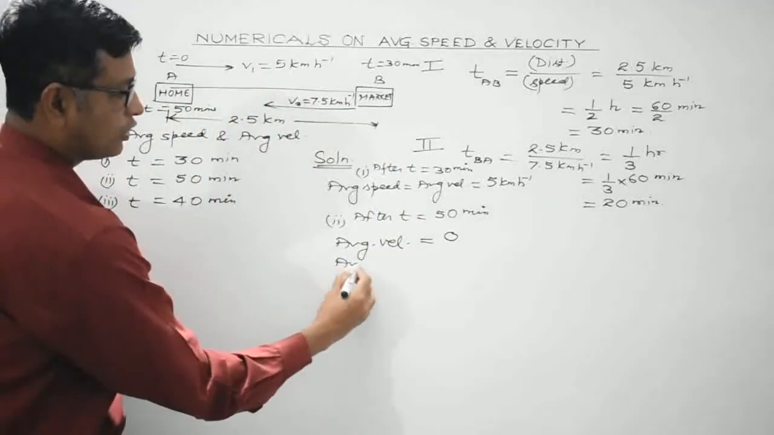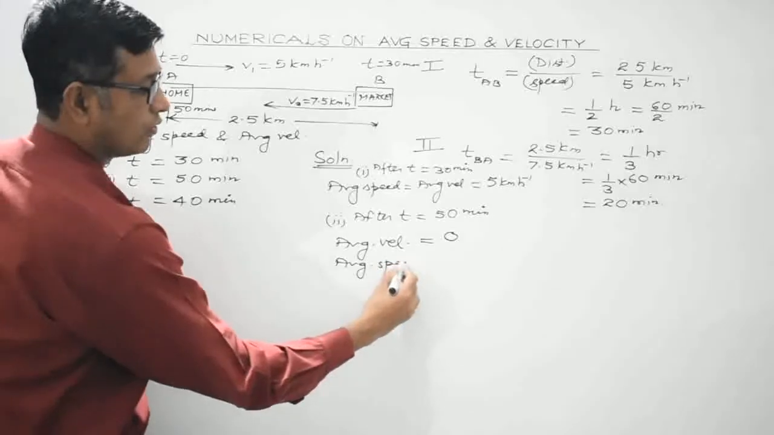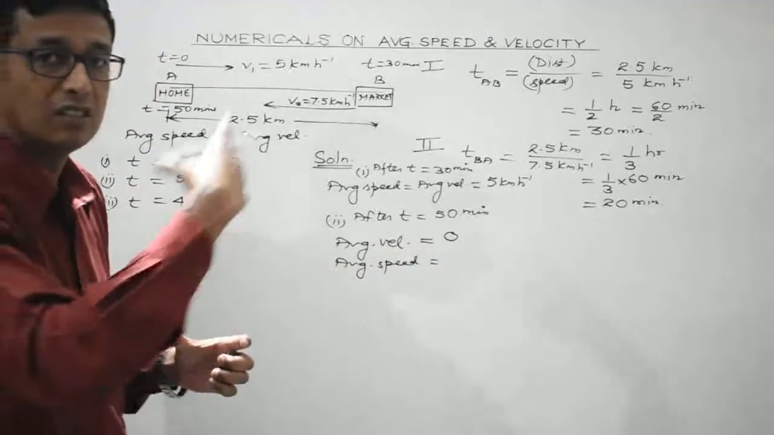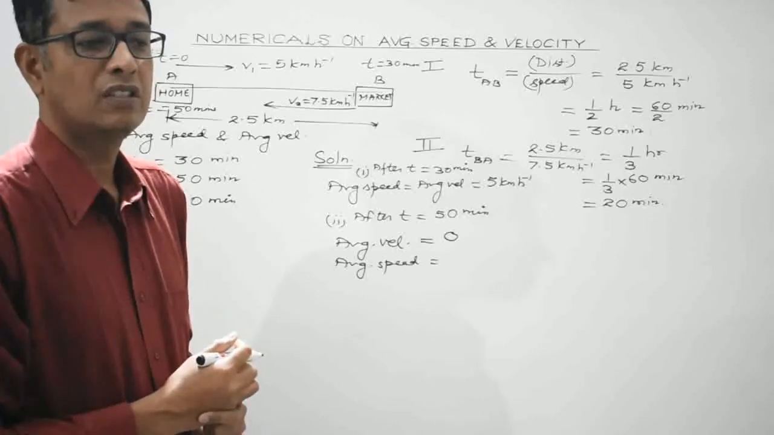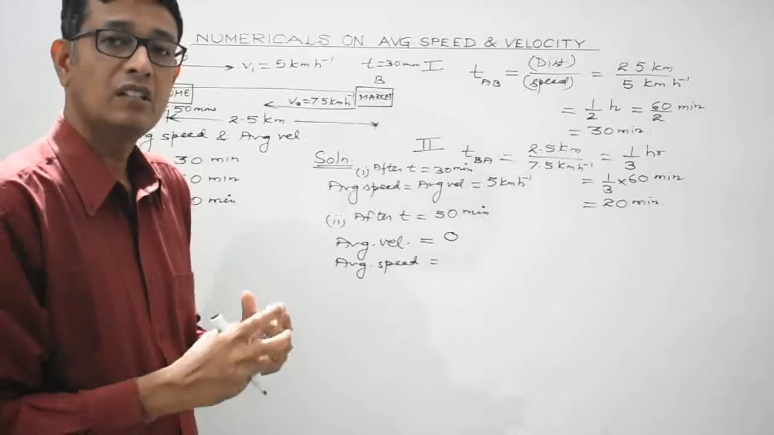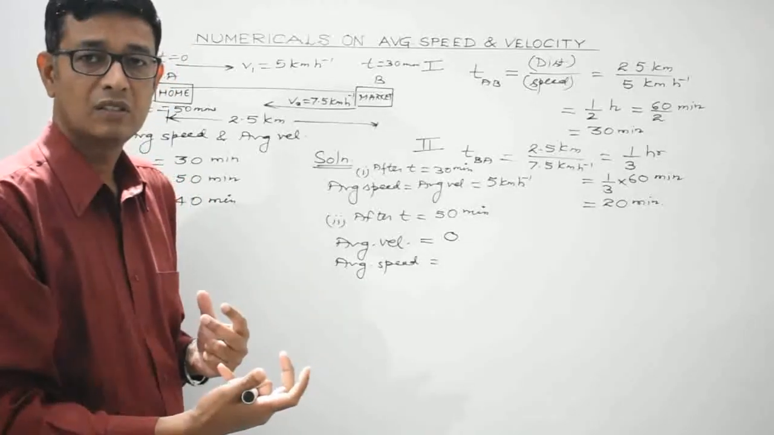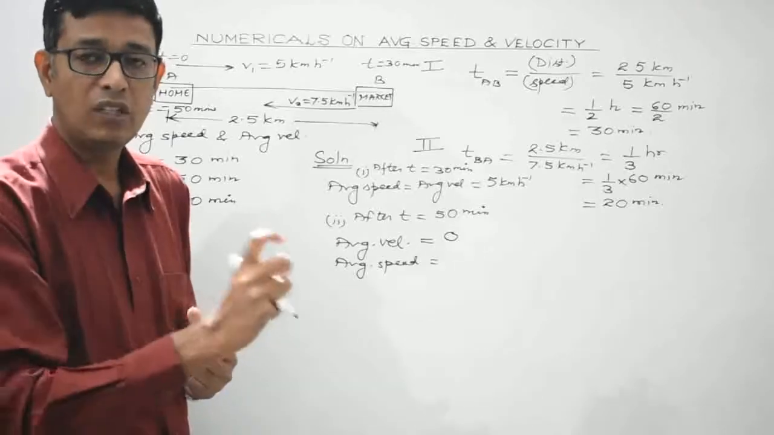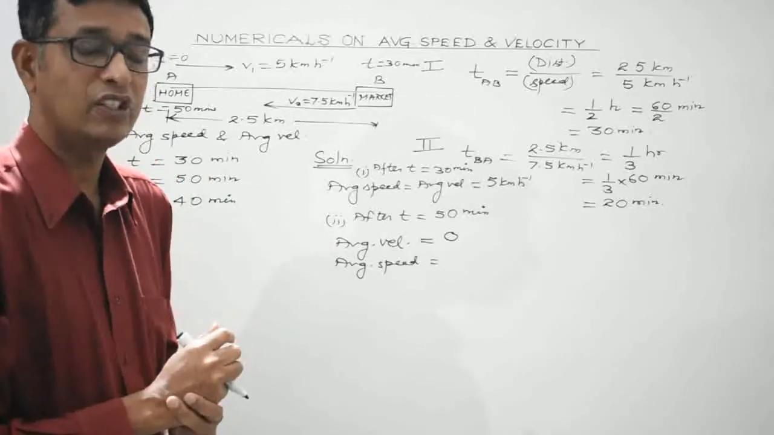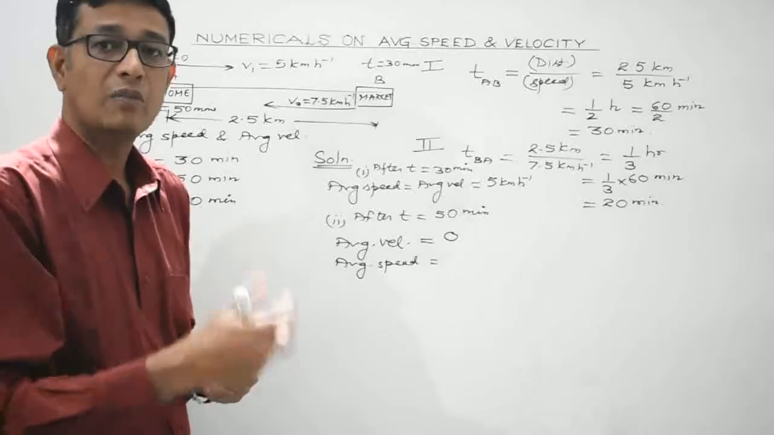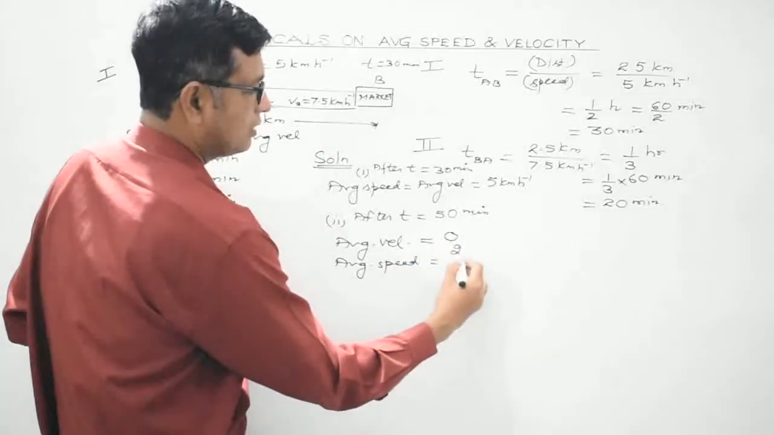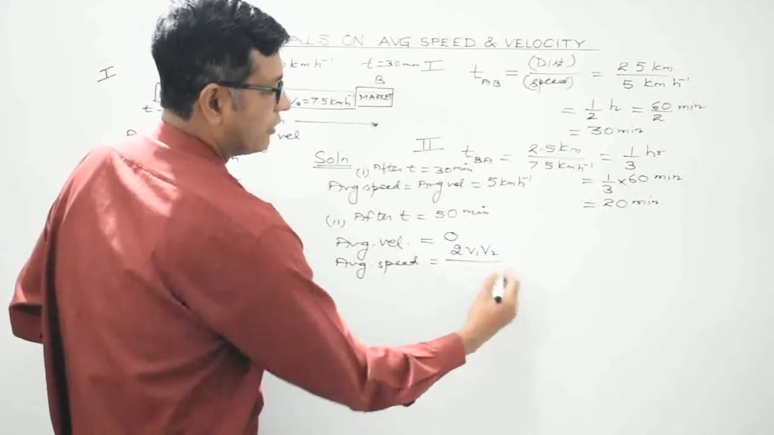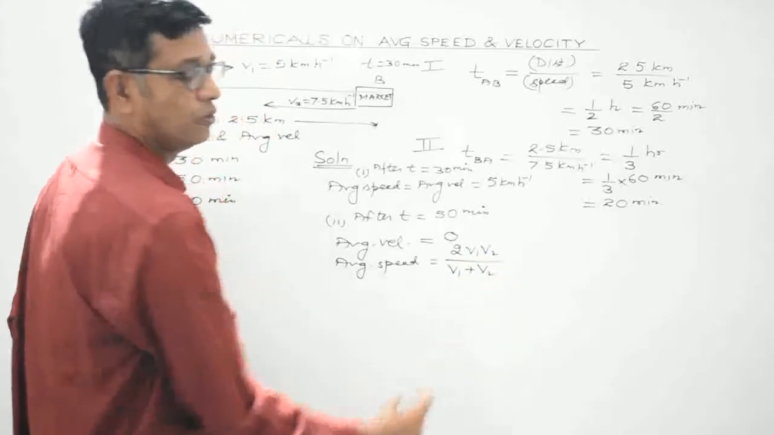What about the average speed? Now let's make use of the formula directly, which we have derived in the earlier section. I have told you, whenever there is a case of a body covering equal displacements in unequal intervals of time, then the average speed is given by the harmonic mean of V1 and V2. So what is the formula? Twice V1 V2 divided by V1 plus V2, isn't it?